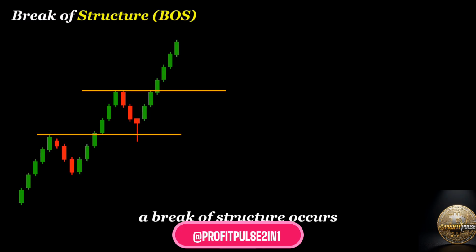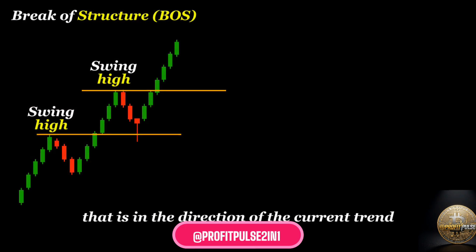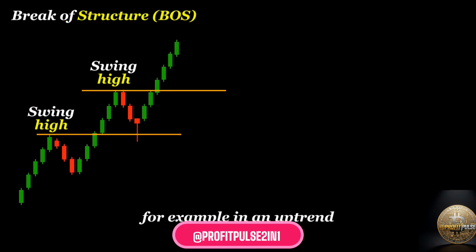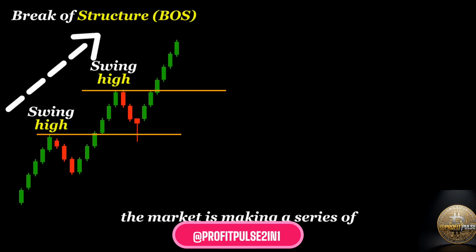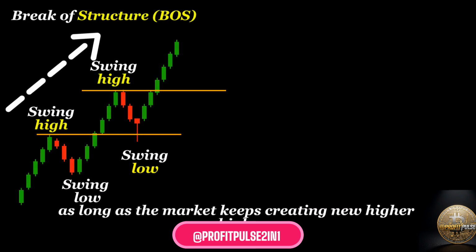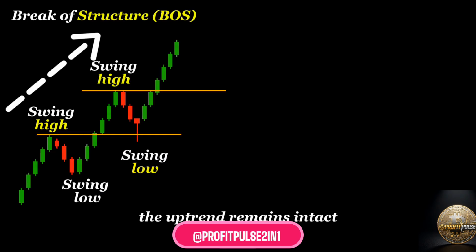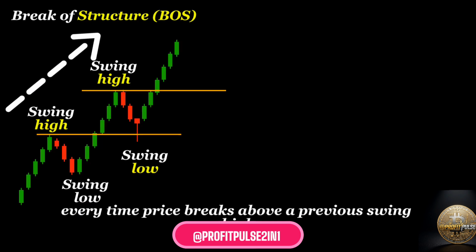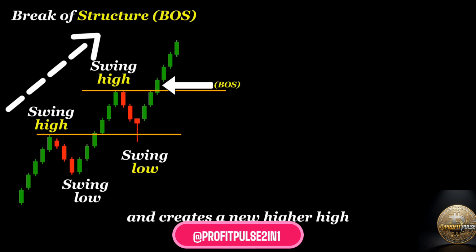A break of structure occurs when the market creates a new swing that is in the direction of the current trend. For example, in an uptrend, the market is making a series of higher highs and higher lows. As long as the market keeps creating new higher highs, the uptrend remains intact. Every time price breaks above a previous swing high and creates a new higher high, we have a bullish break of structure.